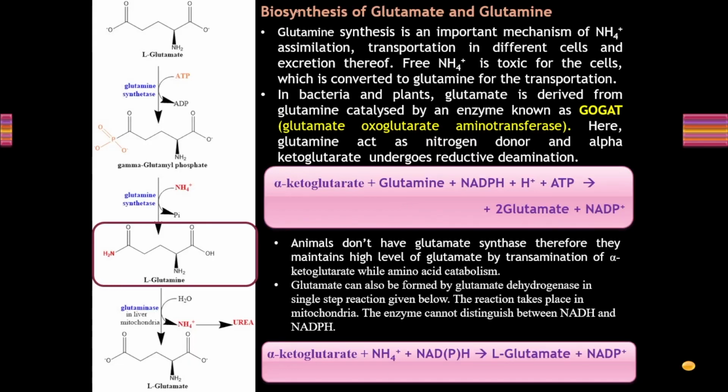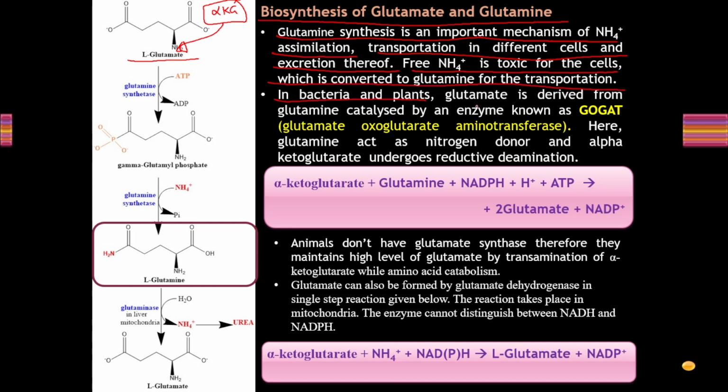So you can have the biosynthesis of glutamate and glutamine. Glutamate is synthesized from alpha ketoglutarate, right? Glutamine synthesis is an important mechanism of ammonium assimilation, transportation in different cells, and excretion thereafter. Free ammonium ion is toxic for the cell, so it is converted into glutamine for transportation.